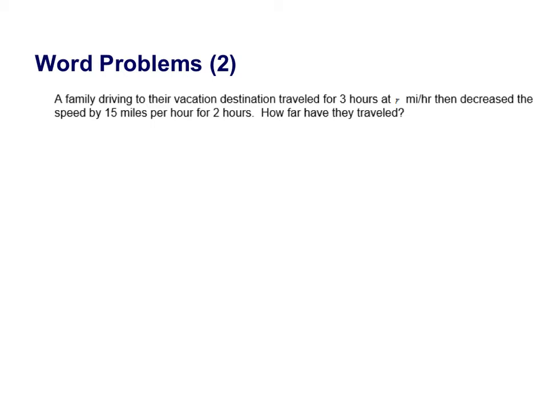So we're going to go back to what we saw in the last one, remembering that distance is equal to rate times time. The first distance they traveled for 3 hours, so that's your time, and then r miles per hour, that is the rate. So we're going to multiply those together and say 3r. Then they decrease the speed by 15 miles per hour, for 2 hours, which is the time.